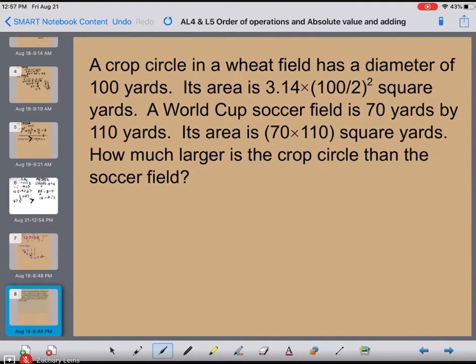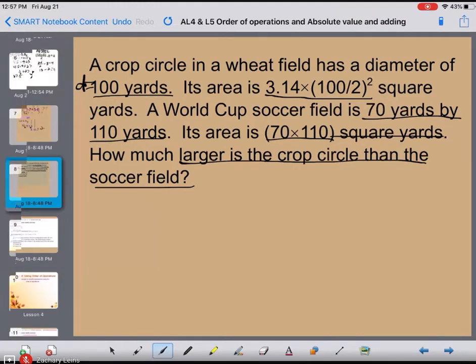All right, so a crop circle in a wheat field has a diameter of 100 yards. So I'm just going to say diameter equals 100 yards. And then its area is 3.14 times 100 over 2 square yards. The World Cup soccer field is 70 yards by 110 yards. So the area is 70 times 110 square yards. So how much larger is the crop circle than the soccer field?